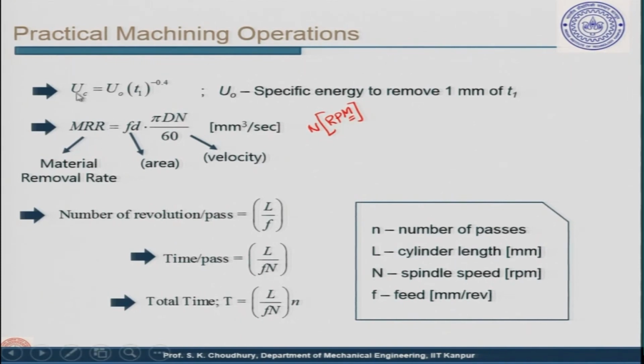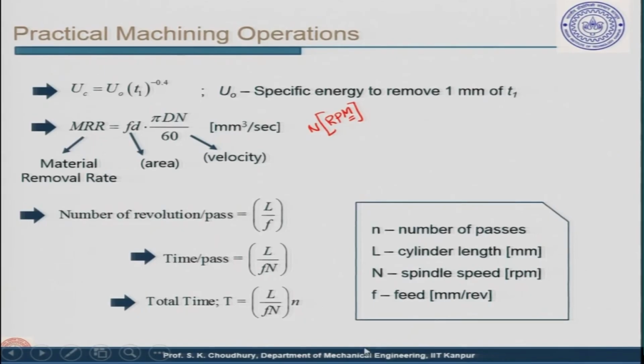Therefore, Uc, and with the MRR giving the power, can be given as U0 T1 to the power minus 0.4. Here U0 is a specific energy constant. This is the specific energy to remove 1 millimeter of T1. If you put 1 millimeter of T1, then Uc is equal to U0. So, very often you will find in the books that U0 is called the specific energy constant, the specific energy to remove 1 millimeter of T1.